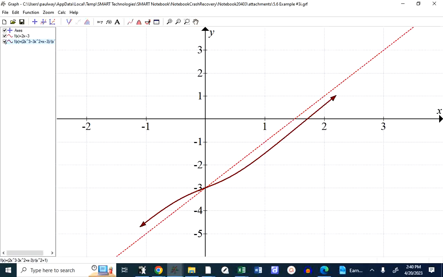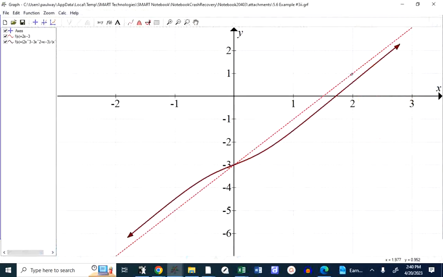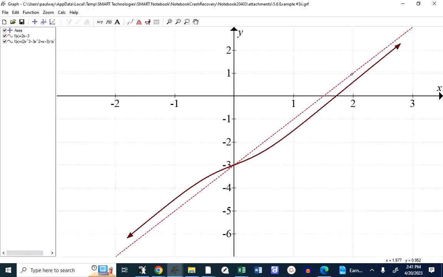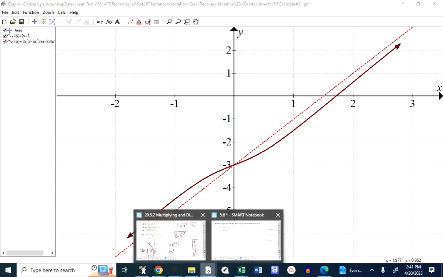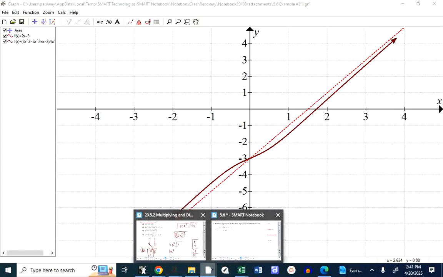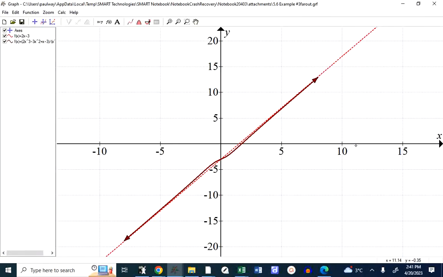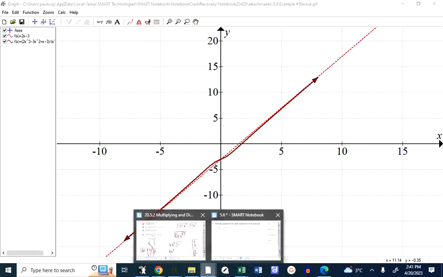If I were to zoom out more, go further out, it looks like that. If I were to zoom out even more, it looks like that. And far out, it looks like that. So at some point, if you zoomed out enough, you wouldn't be able to see that there's a separation between the two. Have I answered your question? Okay.